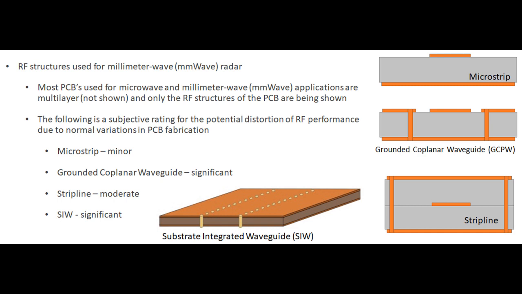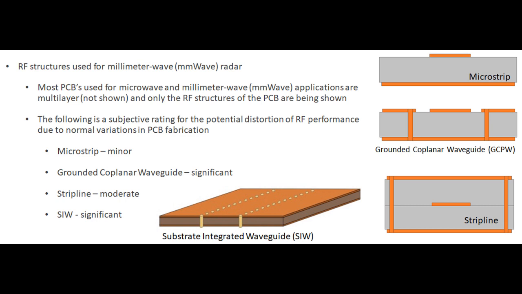So the 4 different structures I'm showing here are microstrip, grounded coplanar waveguide, strip line, and SIW, which is substrate integrated waveguide. And I'm giving a rather subjective rating here of how much the RF performance of each of these structures can be affected by normal variations of the material itself or of circuit fabrication, or actually both. So in the case of microstrip, I show that there is a minor influence, and what I mean by that is the RF performance of microstrip is affected in a very minor way by circuit fabrication variables. So circuit fabrication does affect the RF performance for microstrip, but in a pretty minor way.